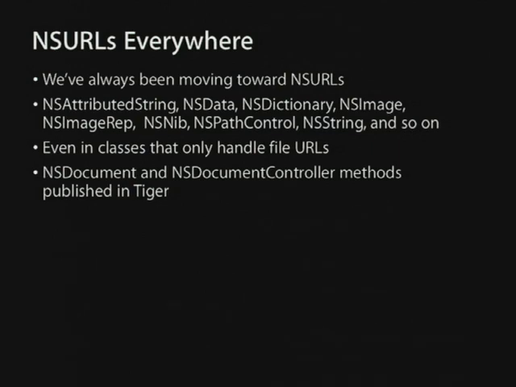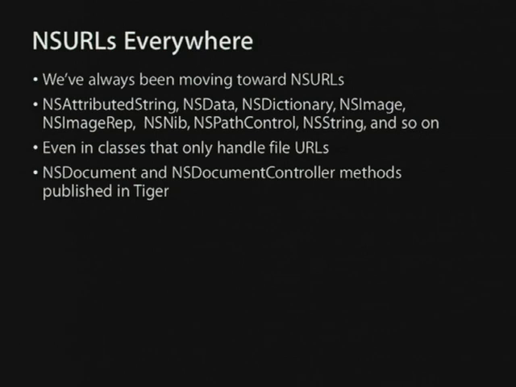And what we're ending up doing in Snow Leopard is using NSURLs everywhere. So no more paths, no more FSRefs. NSURL is the one type that we use for locating files. And this is just a continuation of a direction that we've been taking for a very long time now. We've always been moving toward NSURLs. Our APIs, the lower level stuff like attributed string and data and dictionary, and even higher level stuff like path control have been dealing in NSURLs for a while now, even in classes that only handle file URLs.